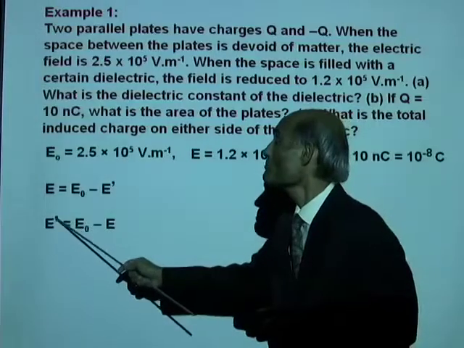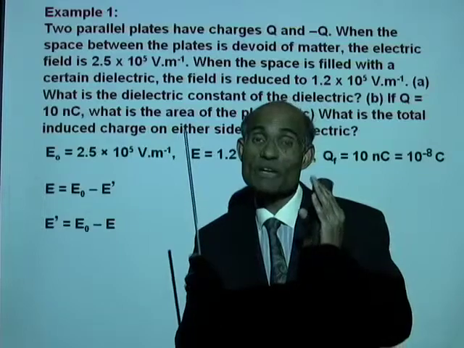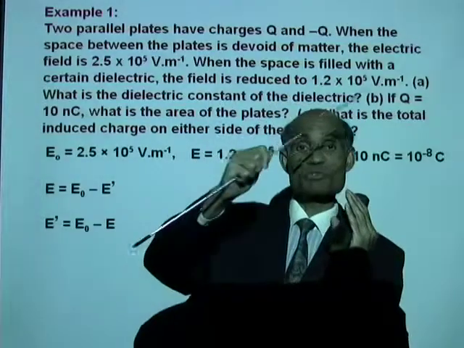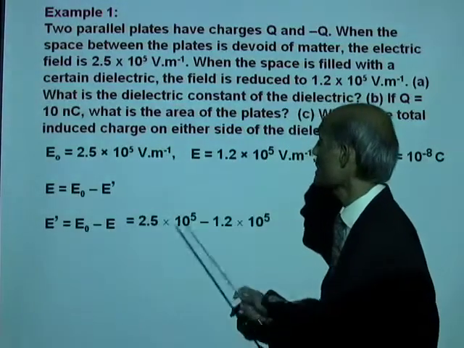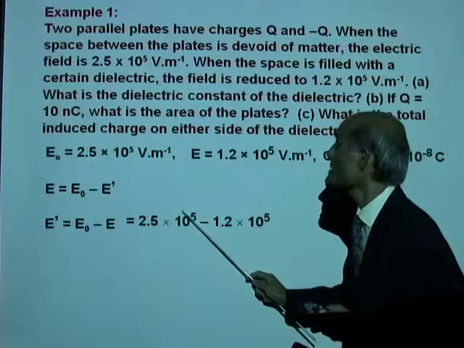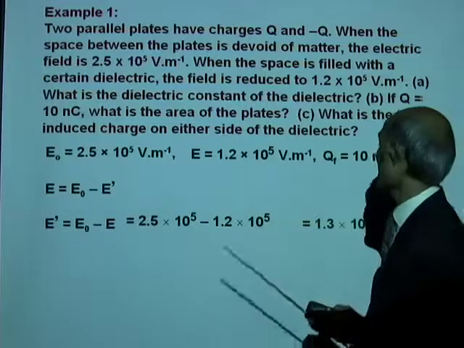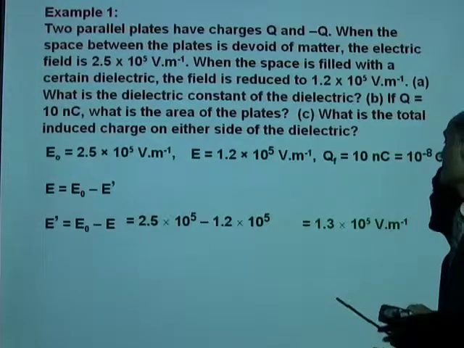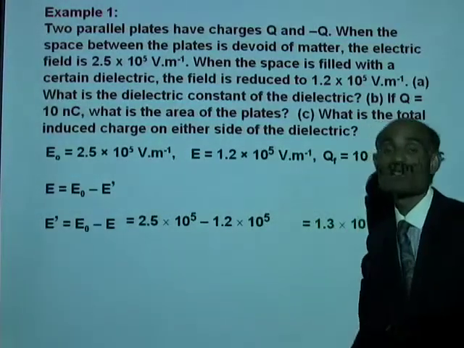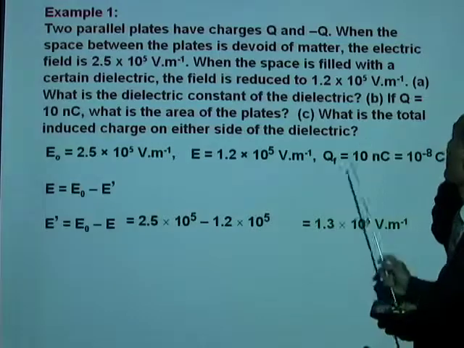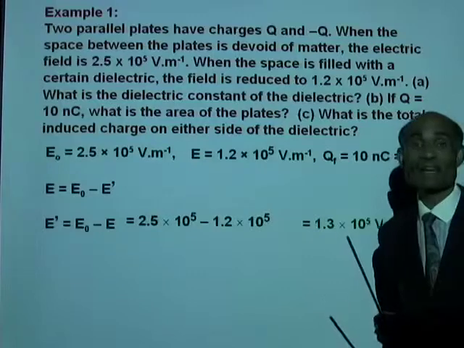Therefore E prime, what does E prime represent? E prime is the electric field within the dielectric, the field produced by the bound charges. So E prime is E0 minus E. That will be 2.5 times 10 to the 5 minus 1.2 times 10 to the 5. And that is 1.3 times 10 to the 5 volt per meter, the electric field due to the bound charges.